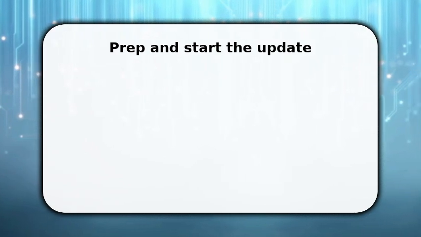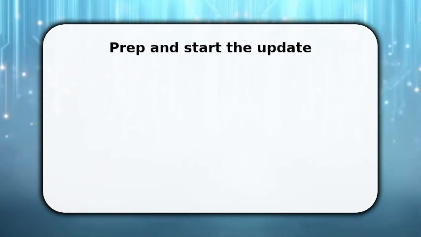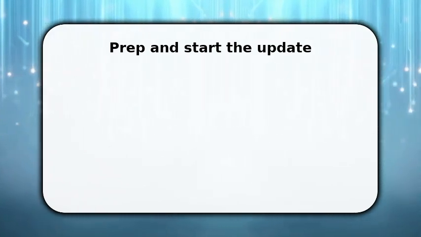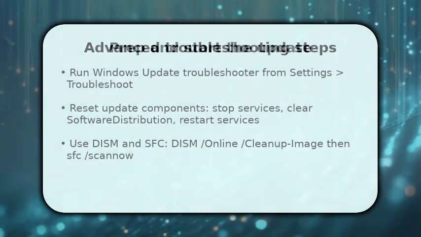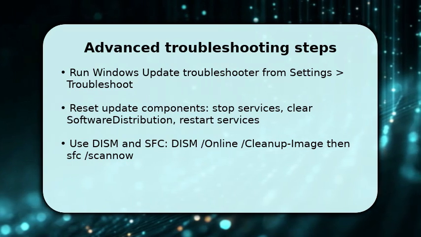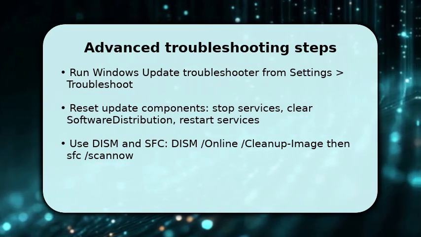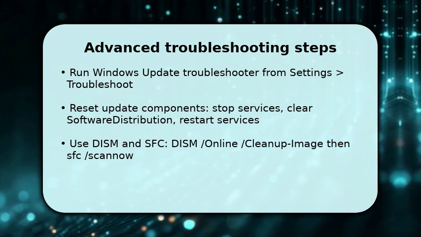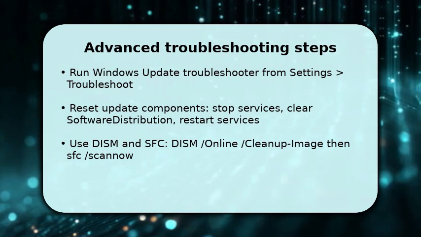If updates fail, run the built-in Windows Update troubleshooter first. It fixes common permission and service issues. Next, reset update components. Stop Windows Update and BITS, rename or clear the SoftwareDistribution and catroot2 folders, then restart those services to force fresh downloads.